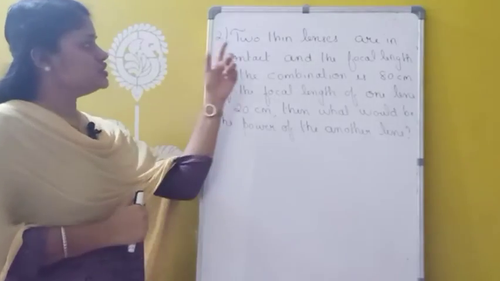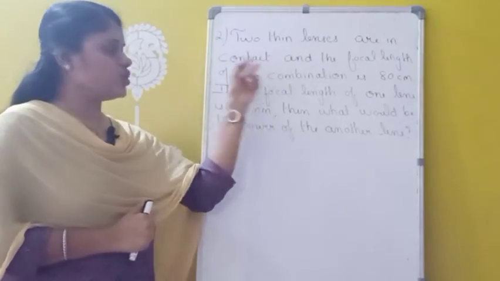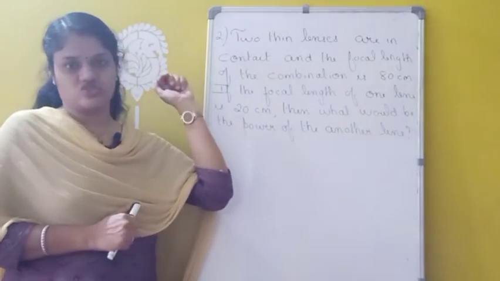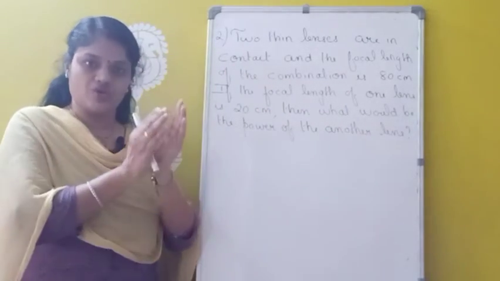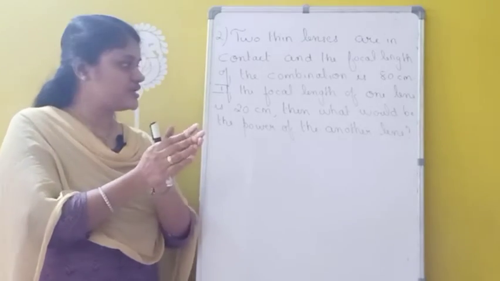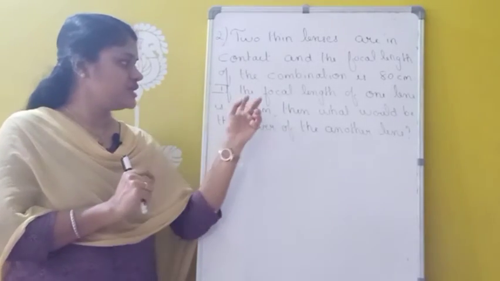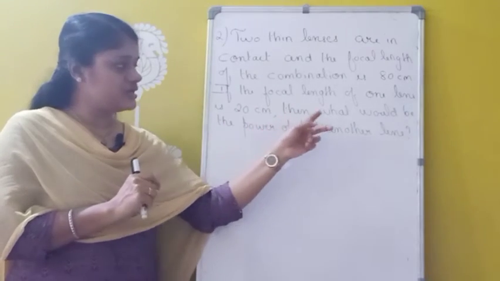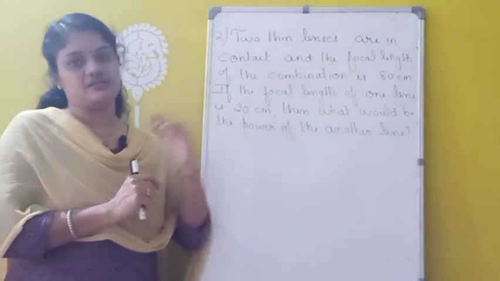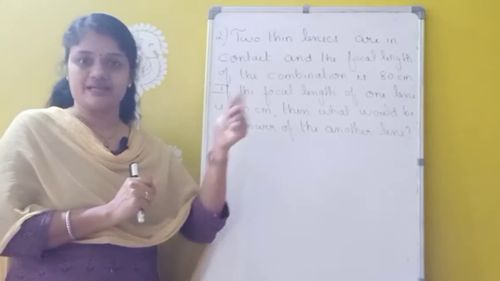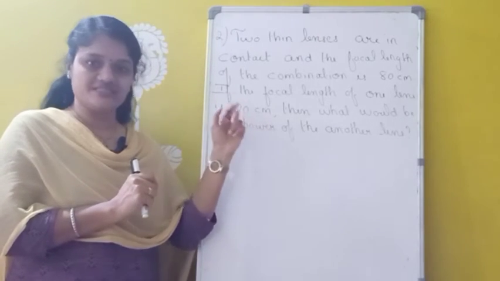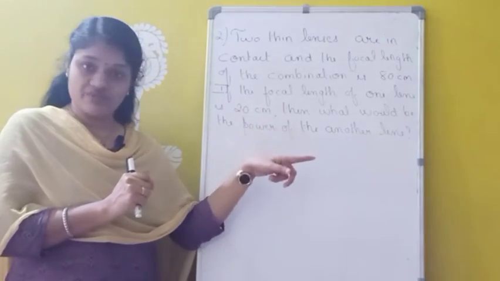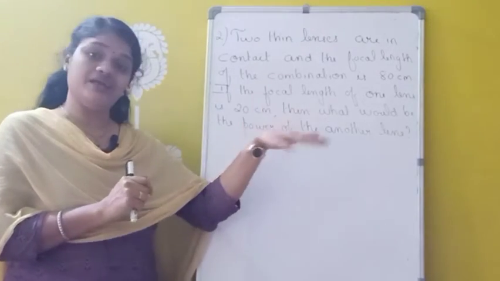Second problem, two thin lenses are in contact and the focal length of the combination is taken as 80 centimeters. So here we have two lenses in contact and the combination focal length is given as 80 centimeter. If the focal length of one lens is 20 centimeter, then what would be the power of the another lens? So we have to find the power of the second lens. Okay, the focal length of one lens is given. So from there we can find the power of that lens.